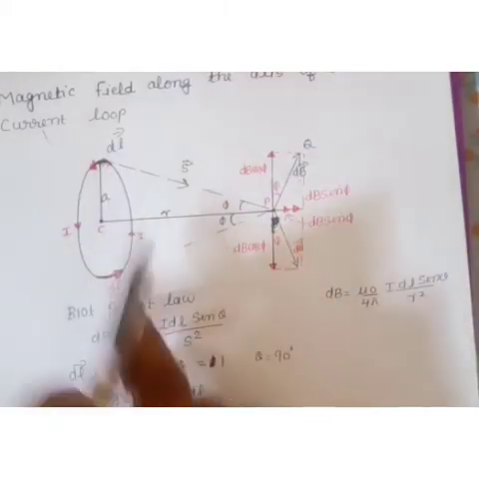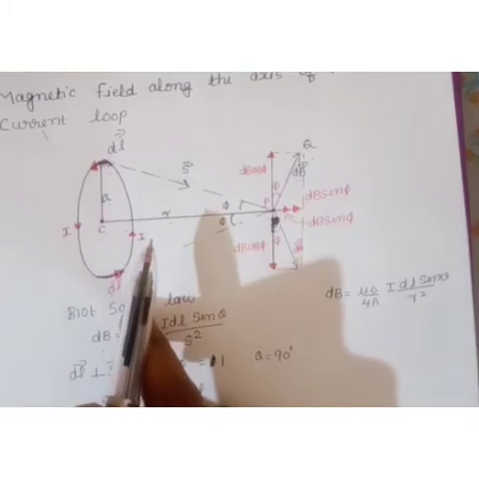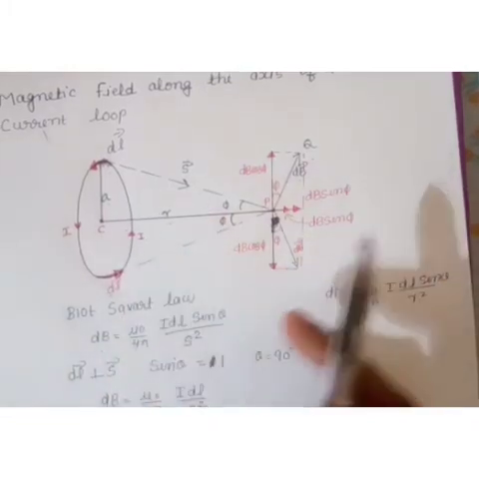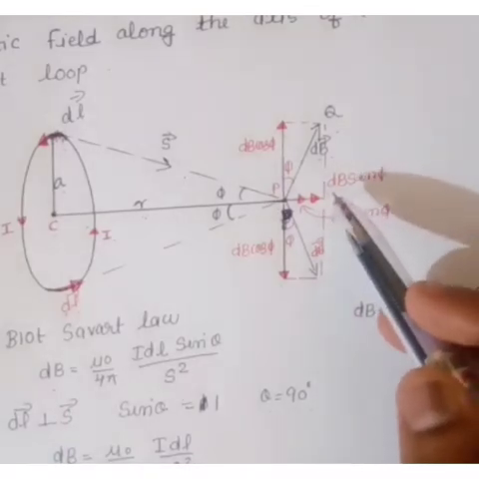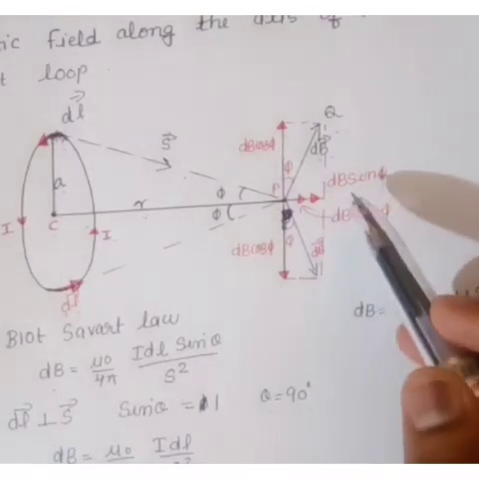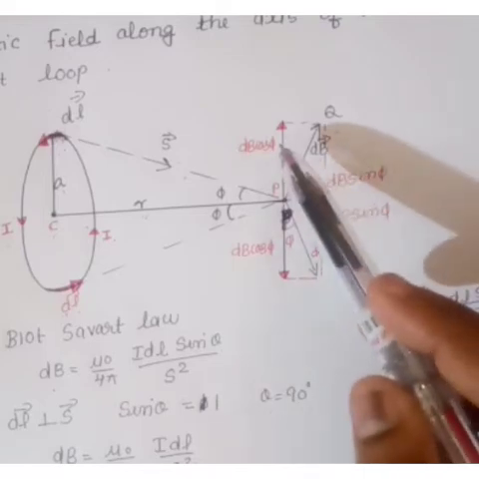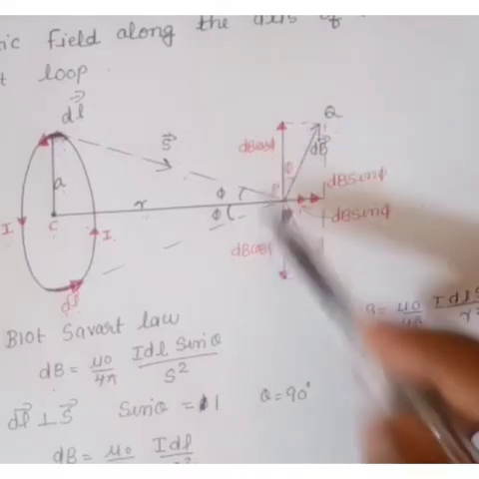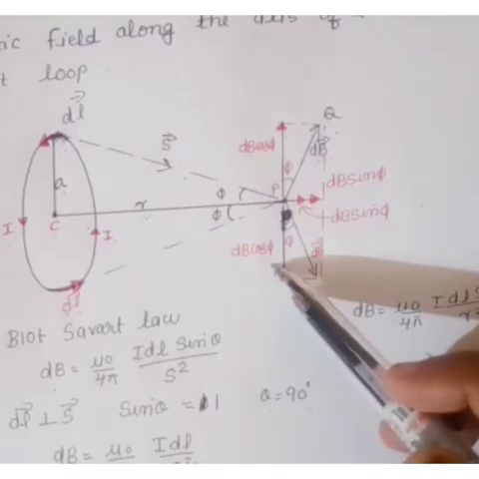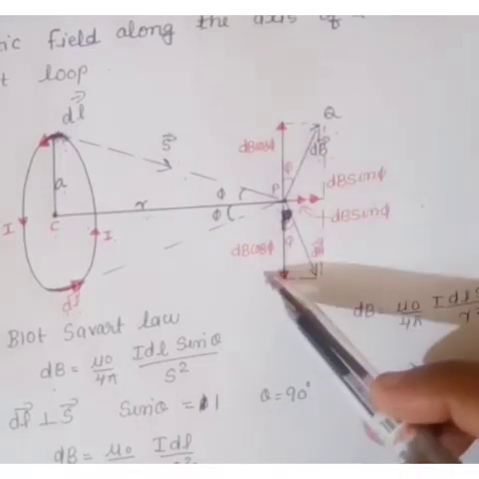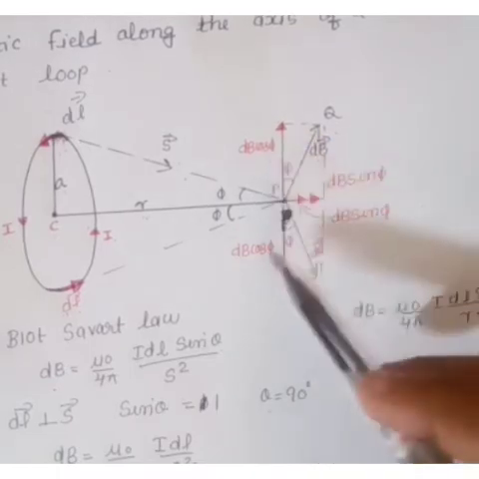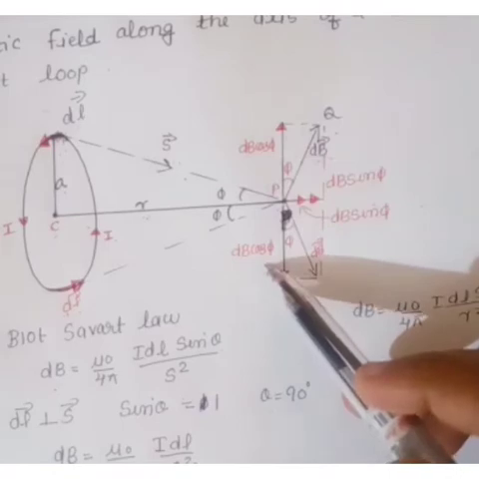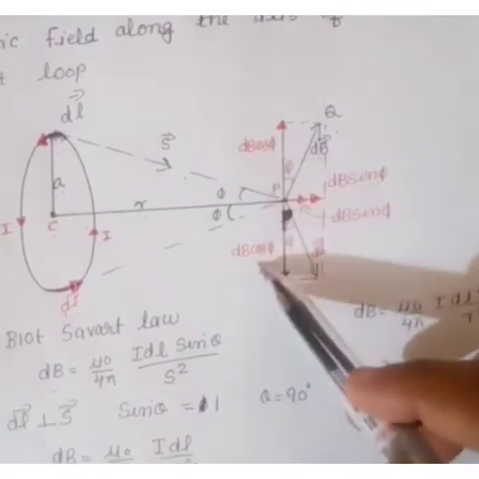Okay, because these two are two diametrically opposite elements of the loop. So for any two diametrically opposite elements of the loop, the component perpendicular to the axis of the loop, that means dB cos phi, will be equal and opposite and will cancel out. That means dB cos phi cancels out.